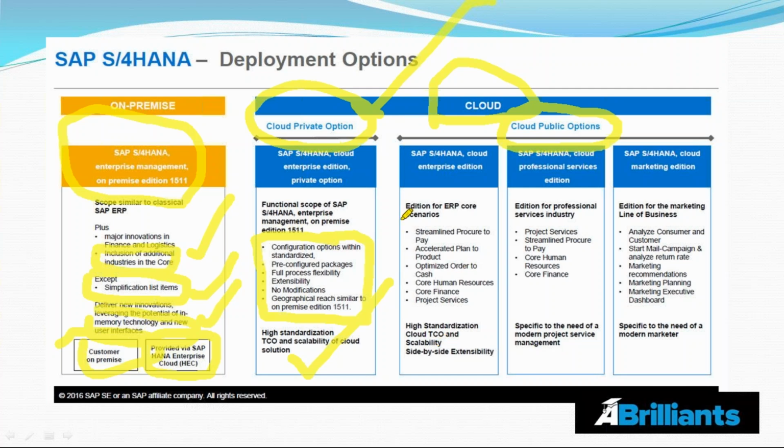For the public version of cloud, we have an edition for ERP core scenarios. We have an edition for professional and service industry core scenarios. We have an edition for marketing and line of business. It gives us 3 different approaches to our cloud edition under public options. Let's come to the first one.